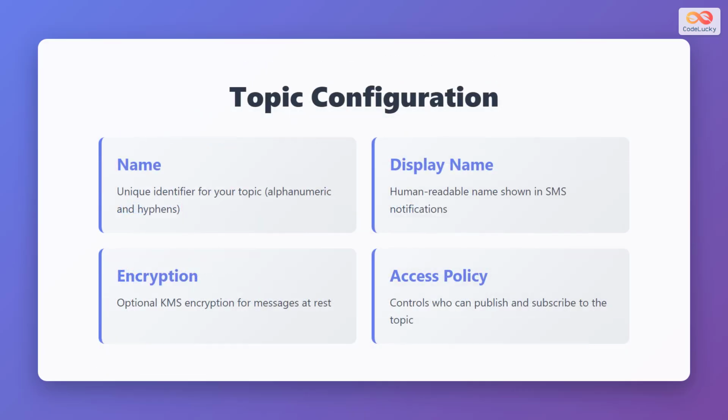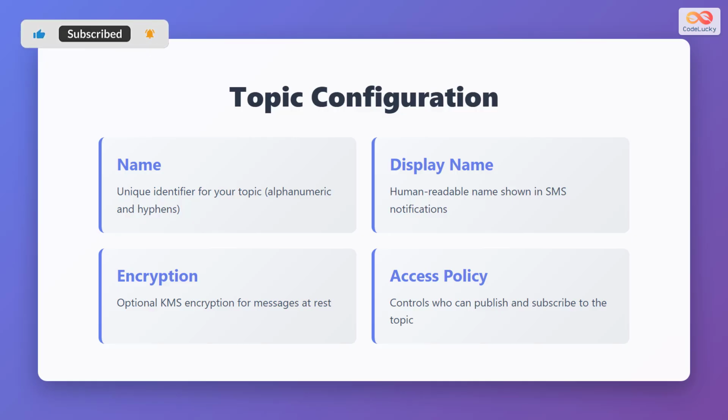When configuring your SNS topic, there are several important settings to consider. The name is a unique identifier for your topic and must contain only alphanumeric characters and hyphens. The display name is optional but useful, as it appears in SMS notifications sent to subscribers.